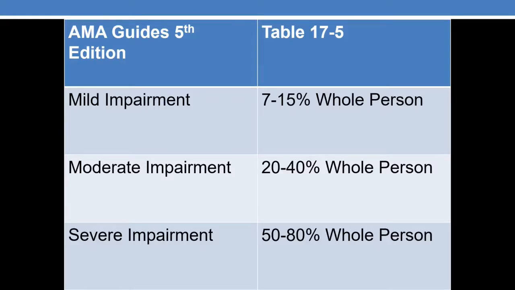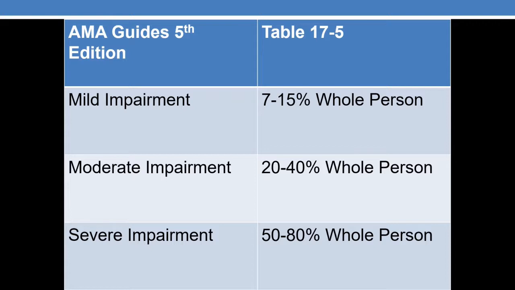Now, the mild impairments in Chapter 17 carry a 7 to 15% whole person impairment. The moderate impairments carry between 20 and 40% permanent impairment. And the severe impairments, such as being wheelchair dependent, carry between 50 and 80% whole person impairments. And those ranges are provided for us to have some latitude in ascribing permanent impairment based upon the impact of those gait disturbances on activities of daily living.